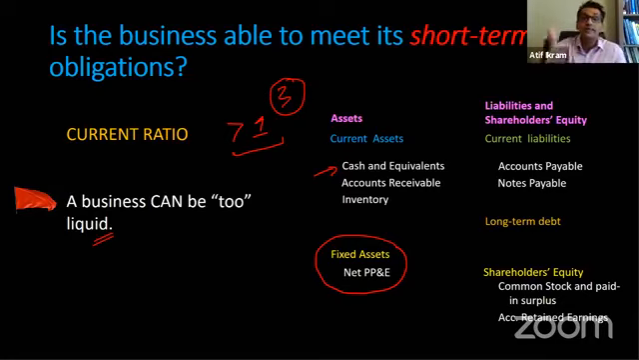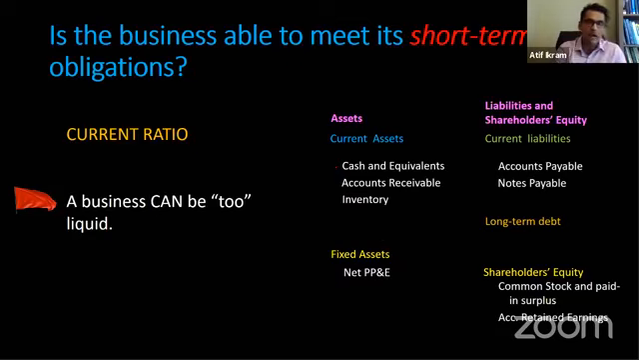Because jaise Apple ki aap example lein, Apple has been the target of many activist investors, kyunki wo billions of dollars pe baithe hain aur wo activist investors aate hain aur kehte hain ki bhai repurchase the shares. But ye paisa kyun leke baithe ho? Shareholders ko wapas karo agar tumne iske sath kuch karna nahi. So anyway, bottom line is ke ratios ke sath you have to be careful.